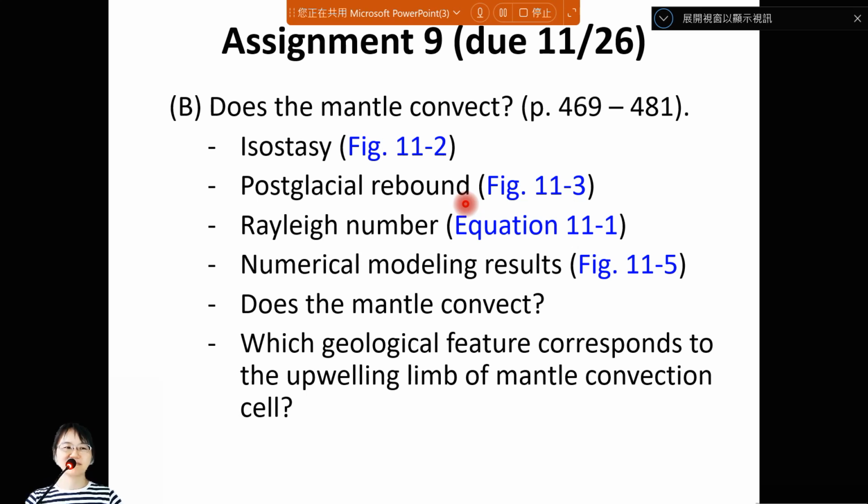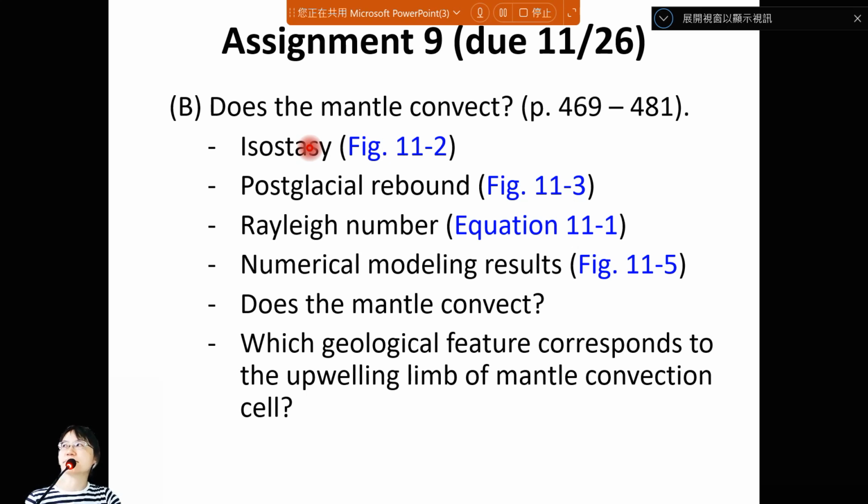For B students: does the mantle convect? The mantle is made of solid rock, solid silicate. Does it really convect? Because convection seems to be a concept for liquids, right? Is it also a concept for solids? So you need to answer the following questions and read these pages.